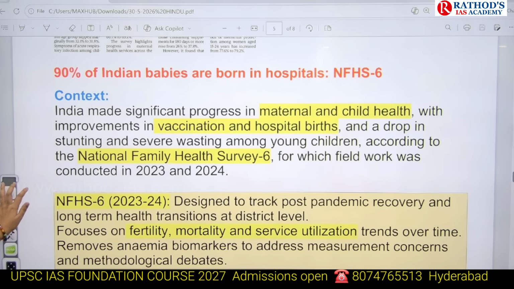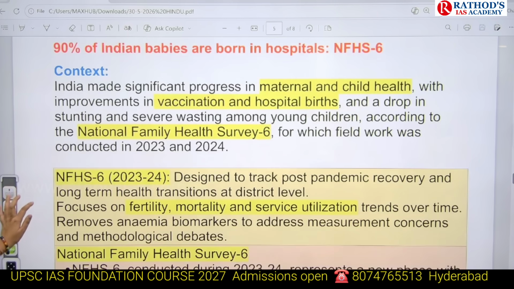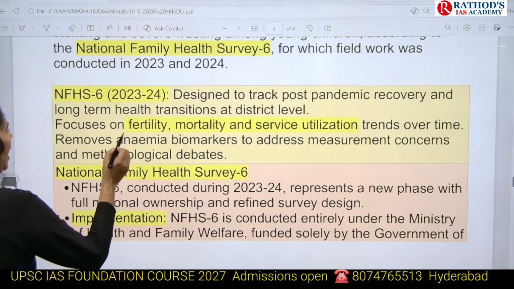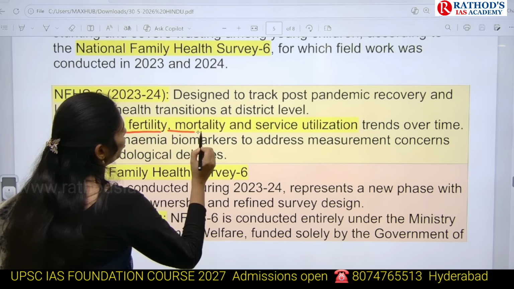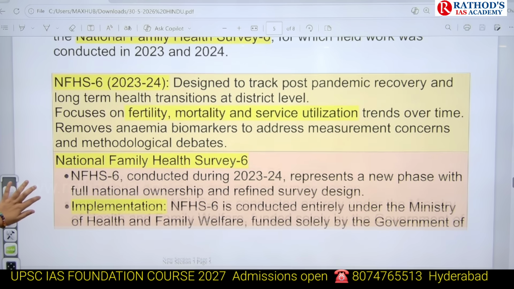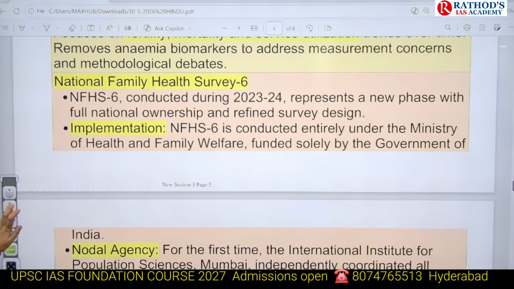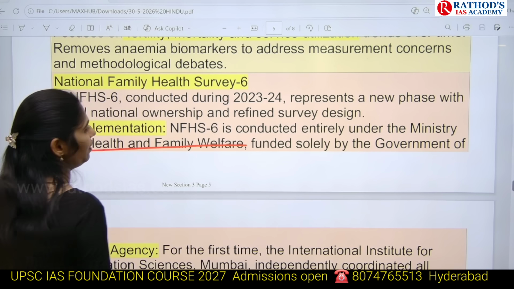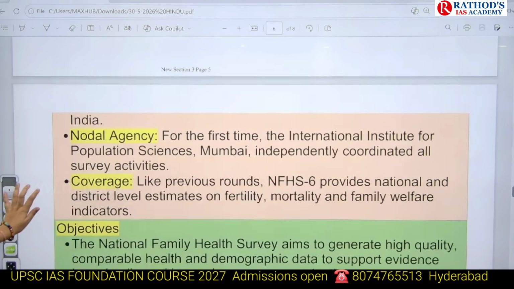Okay, if you see this National Family Health Survey 6, under this we are mainly focusing on tracking post-COVID-19 recovery, and we are focusing on fertility, mortality and service utilization trends among the people. Okay, and who implemented that? Very important health related schemes are implemented by the Ministry of Health and Family Welfare. Very important point. That's it, guys, nothing more than that.